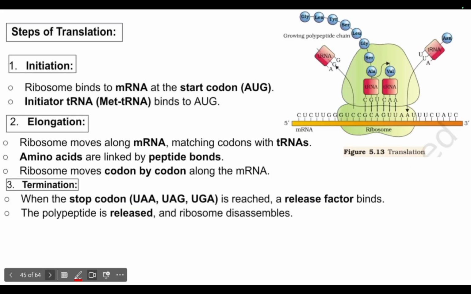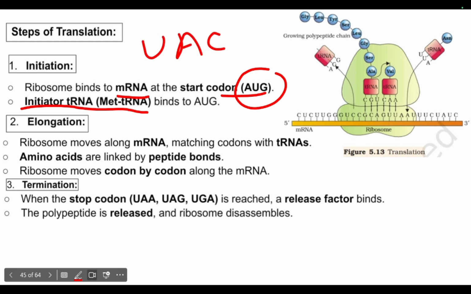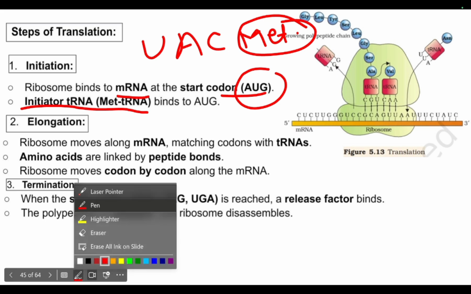Initiation is the first step of translation. Here the ribosome first binds to mRNA at the AUG site, the start codon. On this start codon comes the initiator tRNA, as we have seen previously, with the anticodon UAC and the amino acid methionine. So can we say that every time the first amino acid will be methionine, because the start codon is always AUG and AUG always codes for methionine? So this is the initiation step.